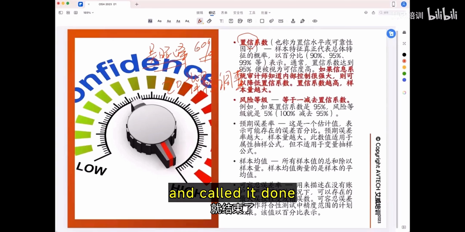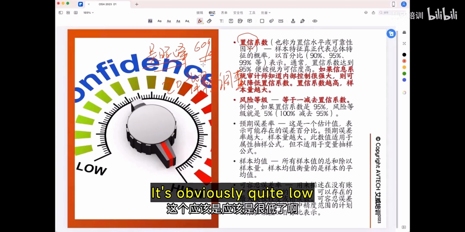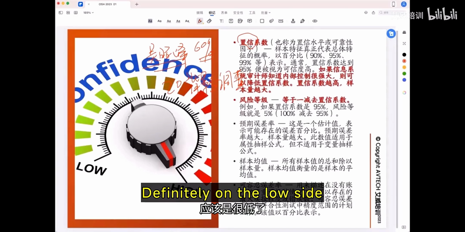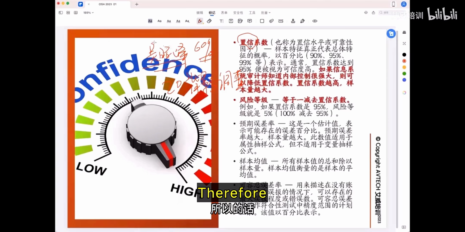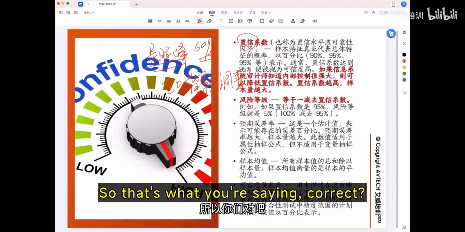And called it done. Now think about it. Is 60% a high or low score? It's obviously quite low. Definitely on the low side. Therefore, you published a report saying Wu Xiaofeng's performance score was only 60%. Isn't that so? That's what you're saying, correct?